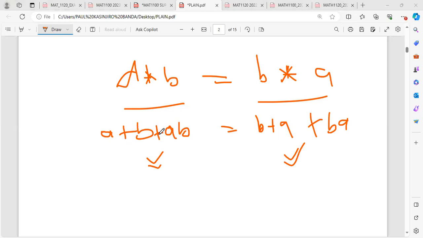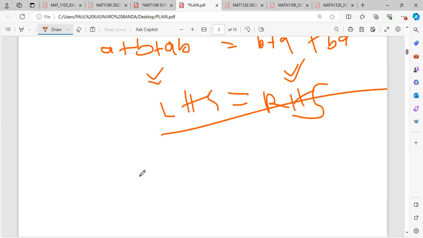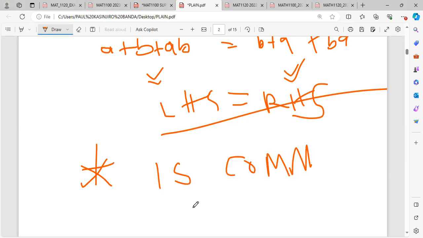So these are not different because this is A plus B plus A multiplied by B. We know that multiplication is commutative, so A multiplied by B and B multiplied by A is just the same. In addition, it's just the same there. So whatever we have on the left-hand side is the same as what we have on the right-hand side. Meaning the left-hand side equals the right-hand side, and since this condition is satisfied, you conclude that this star here is indeed commutative. So you can finish the work there.